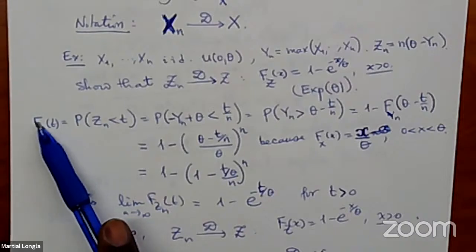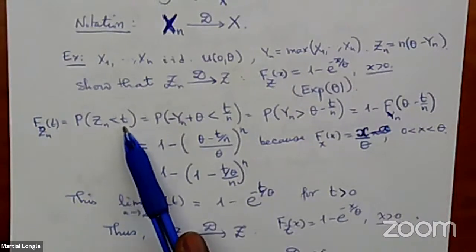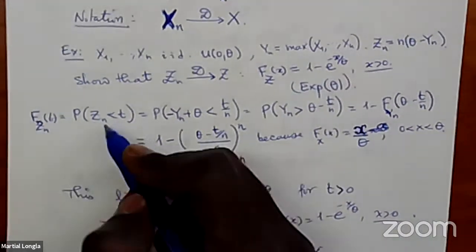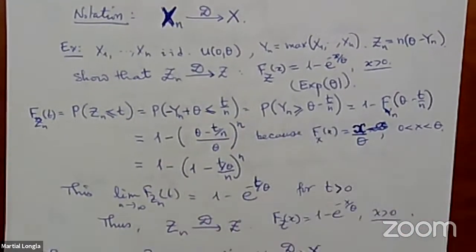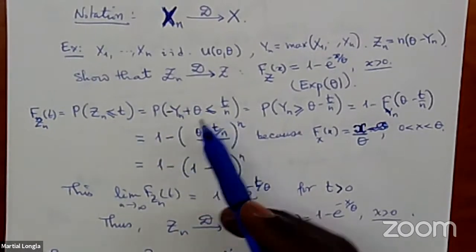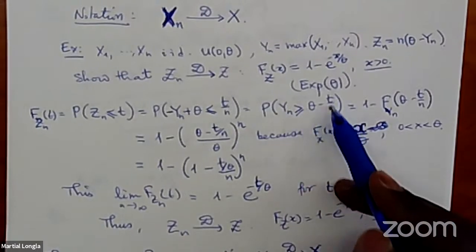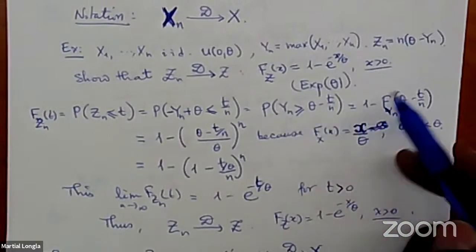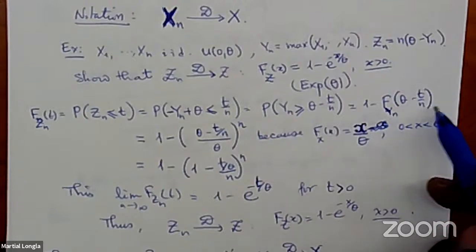We find the CDF of Zn. By definition, probability Zn is less than, and here I don't really care about having strictly because it's a continuous random variable, so it doesn't matter whether you include it or not, but technically we need to include it. So probability that Zn is less than or equal to T, and I write down what that means, and I flip it, so I get Yn larger than or equal to theta minus T over n, and this is 1 minus F_Yn of theta minus T over n.